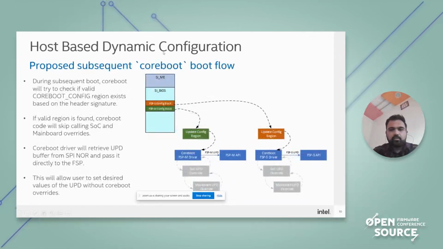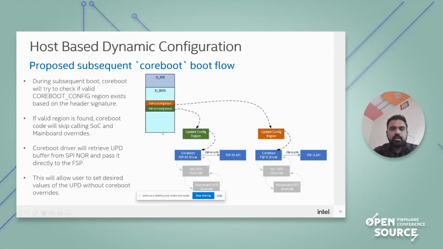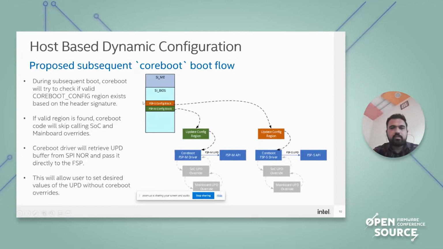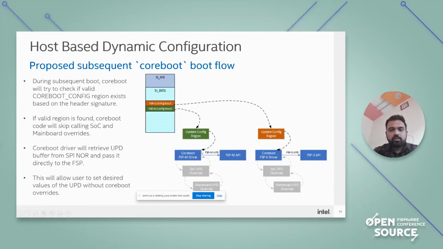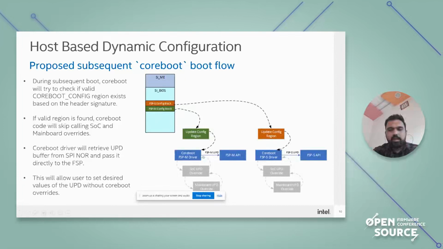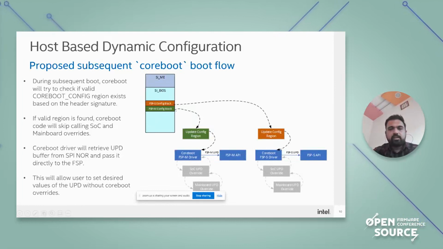So in the subsequent boot flow, let's say the user has already modified the value. Now the user should modify this config block FSPM and FSPS instead of modifying the original FSP UPD block. Once the user has modified this and refreshed the image, once coreboot control comes to the FSPM driver, instead of calling the SoC and mainboard override, it will first go and check whether there is a valid coreboot config region existing. And that check we will do using the signature.